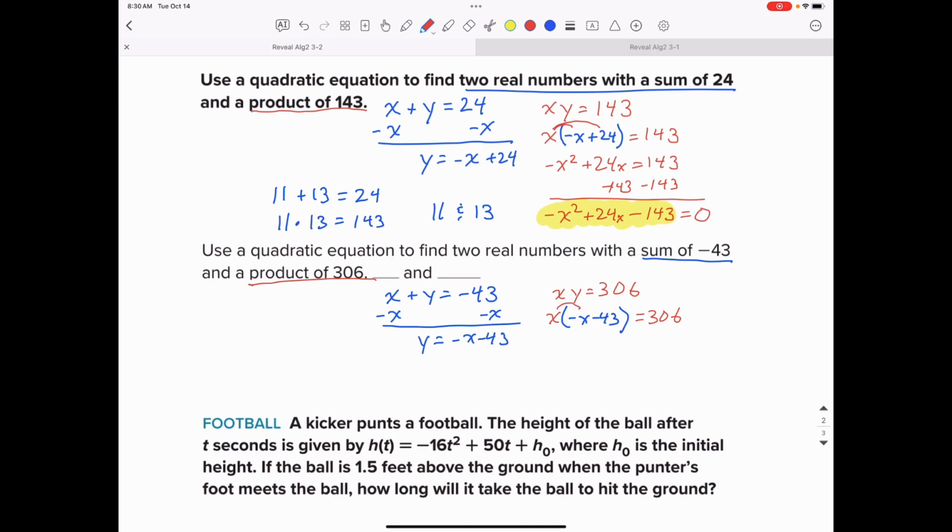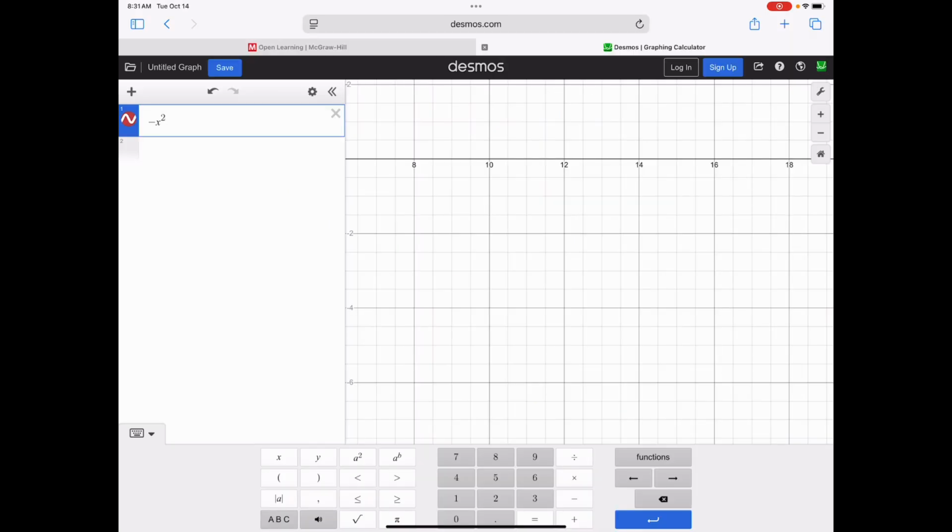When I take x times negative x, I get negative x squared. x times negative 43 is negative 43x equals 306. Subtract 306 from both sides. So that'll be negative x squared minus 43x minus 306 equals 0. So what we're going to be typing into Desmos is the function negative x squared minus 43x minus 306. So there we are.